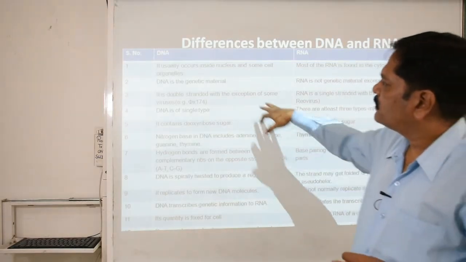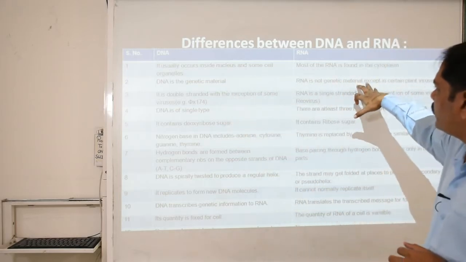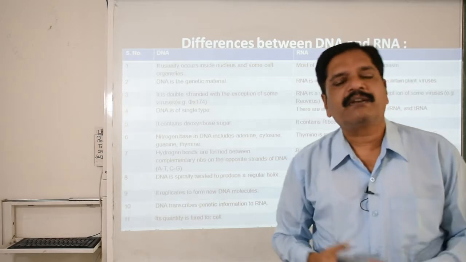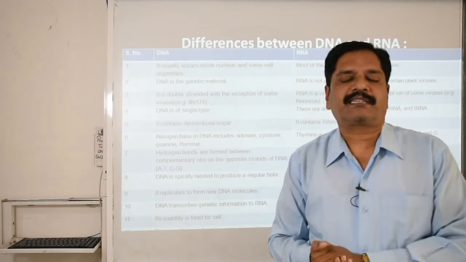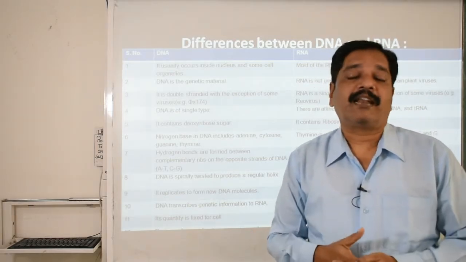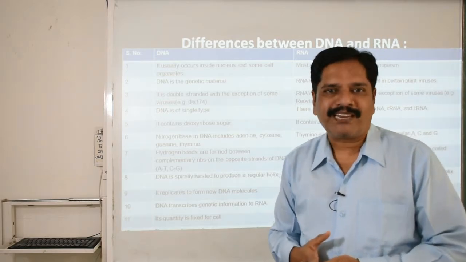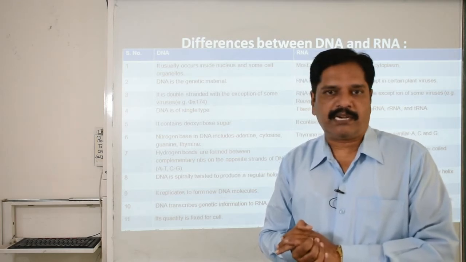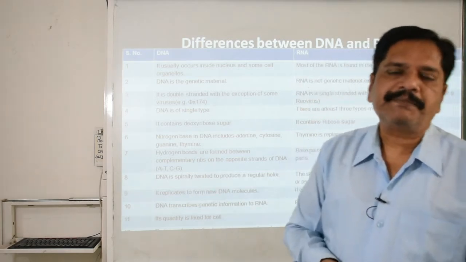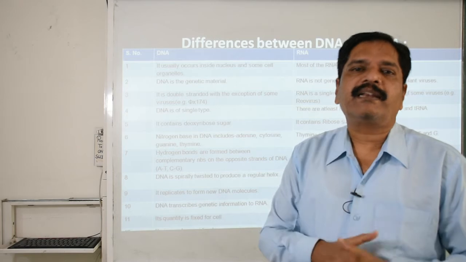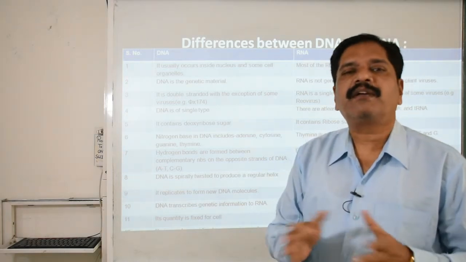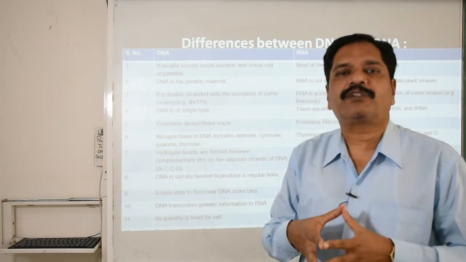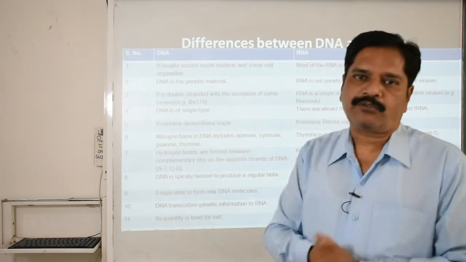DNA is the genetic material while RNA is not genetic material, except in certain plant viruses. As you know, we talk about retroviruses and some plant viruses like TMV, tobacco mosaic virus, which have their genetic material as RNA, not DNA. So a few exceptions are there where RNA is present as the genetic material. Otherwise the function of RNA is only to carry the genetic information from nucleus to cytoplasm.